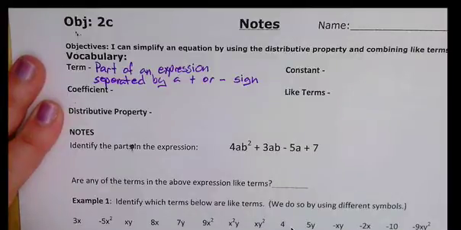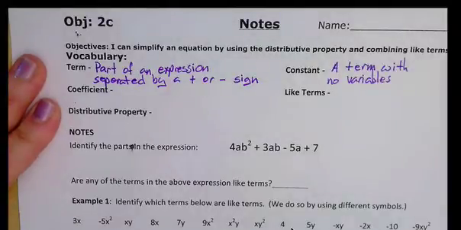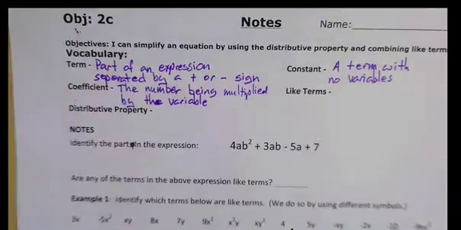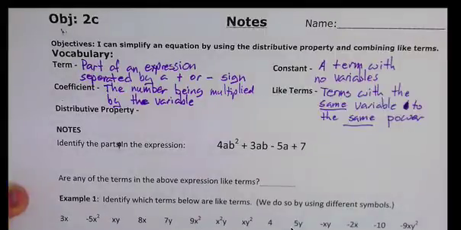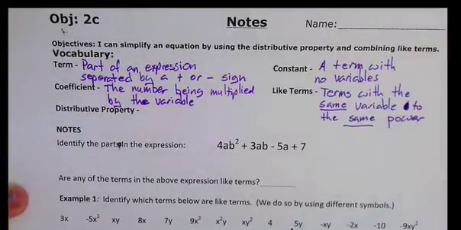Next we're going to write down what a constant is. A constant is a term with no variables. Next we're going to write down what a coefficient is. A coefficient is the number being multiplied by the variable. Next, we're going to look into what like terms are. These are terms with the same variable to the same power. And last here, the distributive property.